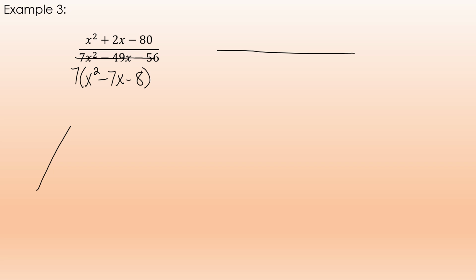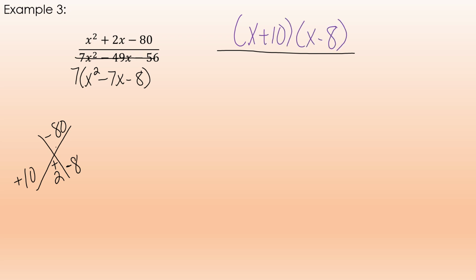All right. Numerator: what multiplies to negative 80 and adds to positive 2? 10 and 8 are 2 apart, and I need the 8 to be negative, 10 to be positive. That's because 10 plus negative 8 gives me positive 2, and 10 times negative 8 gives me negative 80. So the numerator factors are x plus 10 and x minus 8. The denominator already has a GCF of 7. Go ahead and put it there.